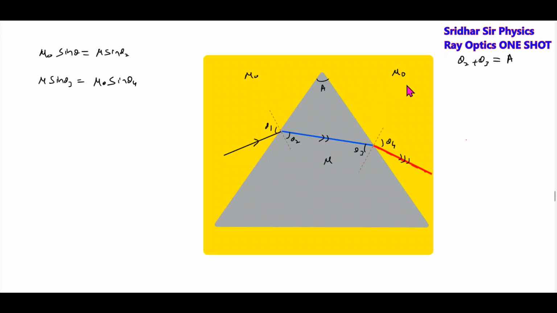If the prism is immersed in some liquid, there is a basic method. Then what is the deviation? Deviation will be defined as theta 1 minus theta 2 plus theta 4 minus theta 3, which is theta 1 plus theta 4 minus theta 2 plus theta 3. It is again the same formula.